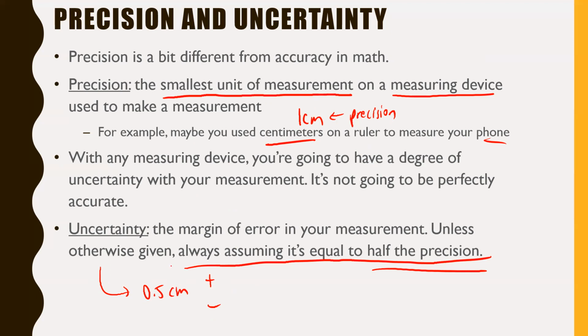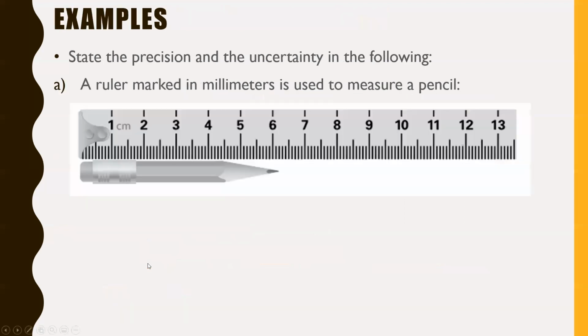Now, it could be something different. If I gave you a different uncertainty, then you just use that different uncertainty. That is what it is. But traditionally, we assume it's half of the precision, right? Anyway, moving on. So here are some examples. State the precision and the uncertainty in the following.